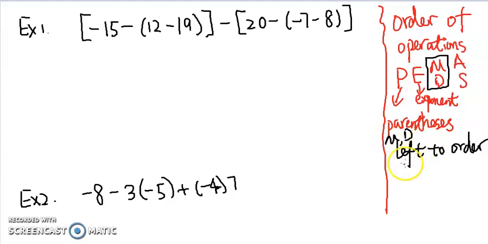And the same for addition and subtraction. You don't have to do addition before subtraction. If you have subtraction first, you do subtraction first. So you follow left to right. Now let's look at this example here.